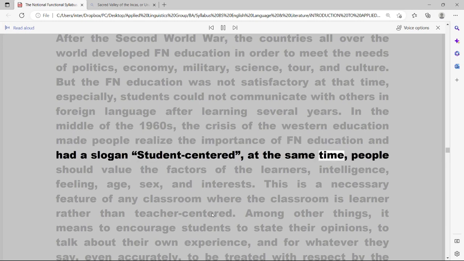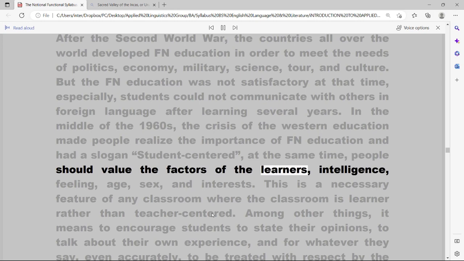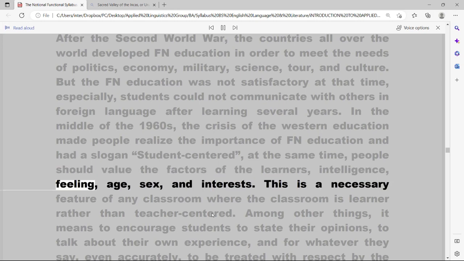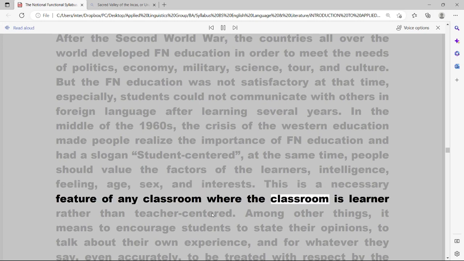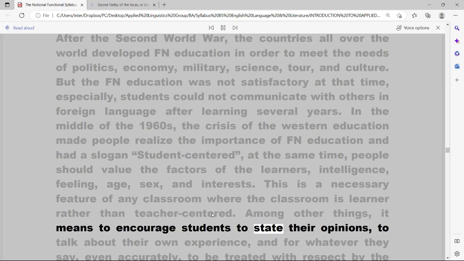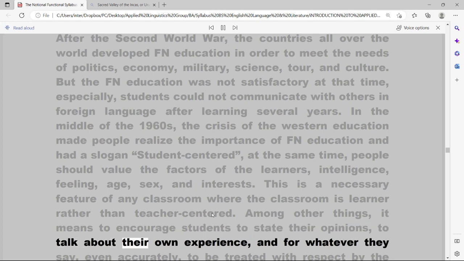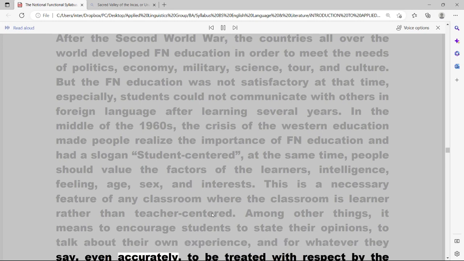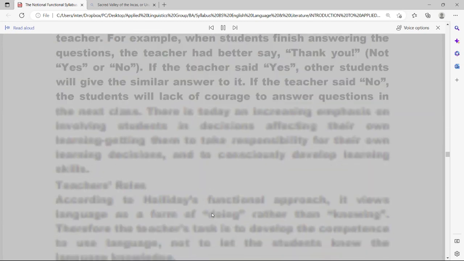At the same time, people should value the factors of the learners: intelligence, feeling, age, sex, and interests. This is a necessary feature of any classroom where the classroom is learner rather than teacher-centered. Among other things, it means to encourage students to state their opinions, to talk about their own experience, and for whatever they say, even if inaccurately, to be treated with respect by the teacher.